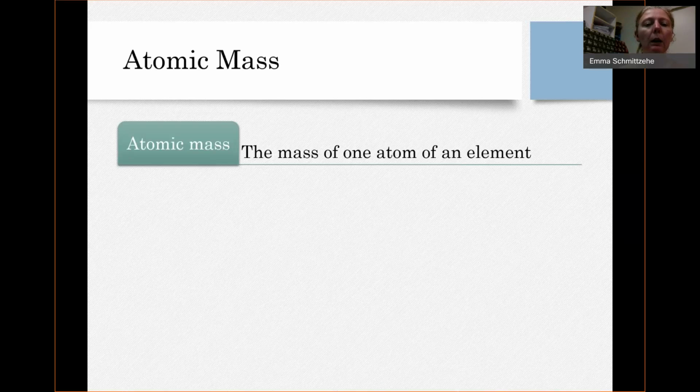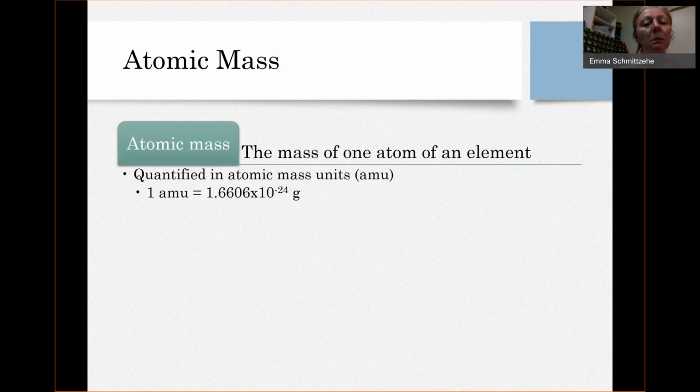Okay. Now we quantify that typically in units of atomic mass units, or AMU. And just to give you an idea of the scale of that, an AMU is about 1.6606 times 10 to the negative 24th grams. So it's really tiny. Okay, because a gram is on the scale of things that we deal with, so like about a paper clip or so.